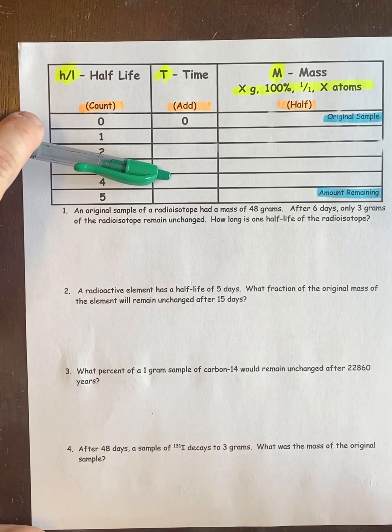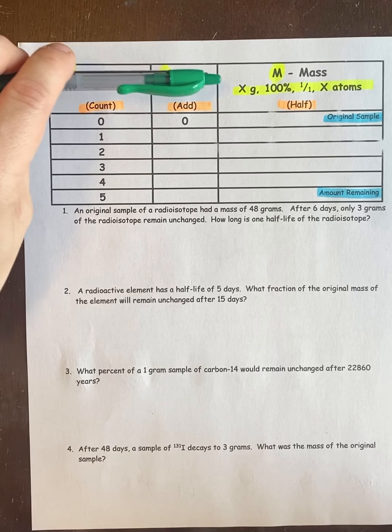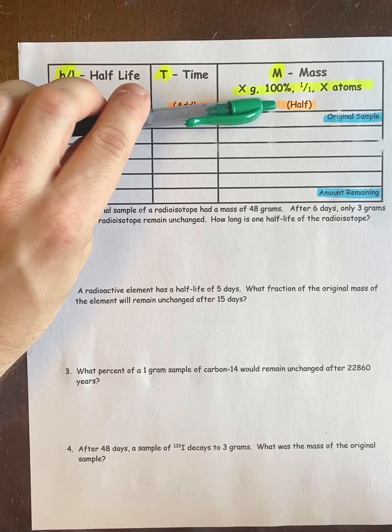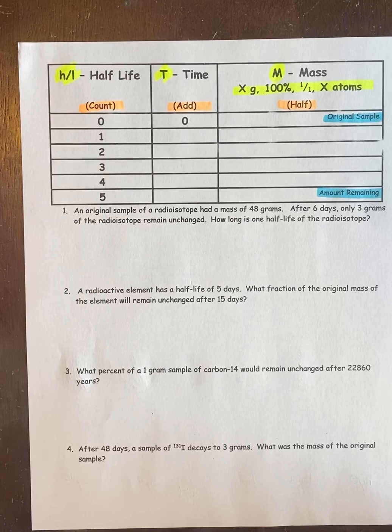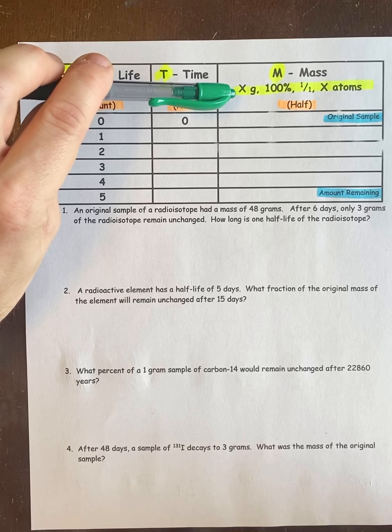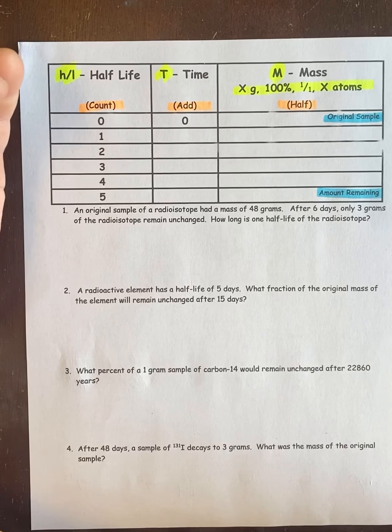That's what makes it a half-life. And then for mass, it's going to halve every time. So the mass is going to go 100, 50, 25, 12.5, or it could be some random number like 39 grams, and then you have to use your calculator to halve that and halve it again and halve it again.